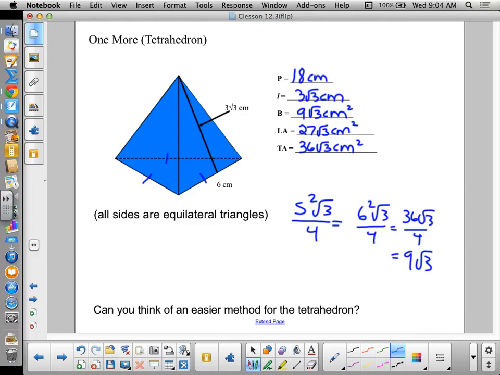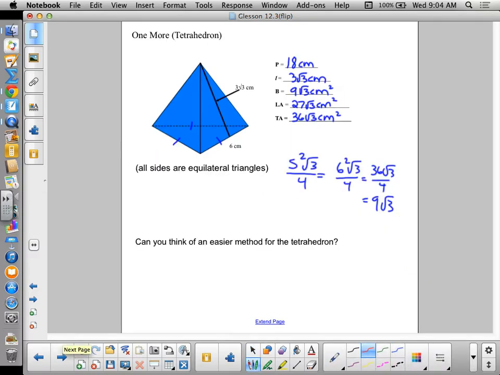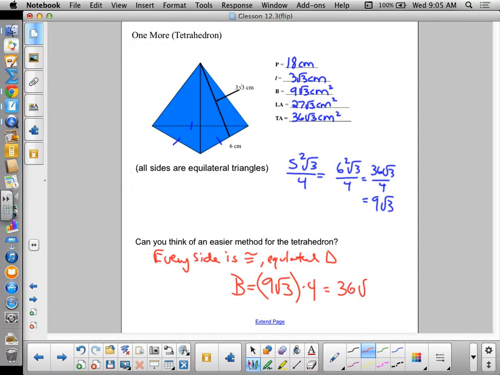Can anyone think of an easier method for this? Well, since you're really not here to answer the question, tetrahedron, every side is a congruent equilateral triangle. So if I want the surface area, really I just need to find the area of one side, which would be the base, and multiply that by 4, because all the sides are exactly the same. It's a tetrahedron. Kind of like a cube, where every side is the same square. If I find the area of one side, I can just multiply by 6 to find the surface area. This is the triangle equivalent to that. And 9 root 3 times 4 is 36 root 3 centimeters squared. So it's an alternate way of doing a tetrahedron. It only works with a tetrahedron, but it's kind of nice.